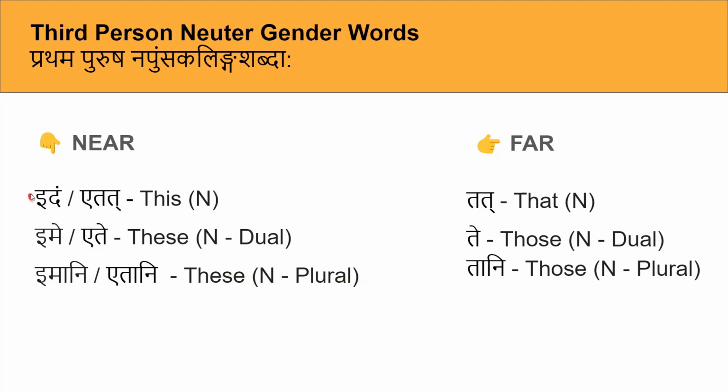Right. Usually we don't use idam, ime, and imani in isolation. We usually use them in sentences. But for general use nowadays, you can use etat, tat, ete, te, etani, and thani. Alright, let us now look into some examples.